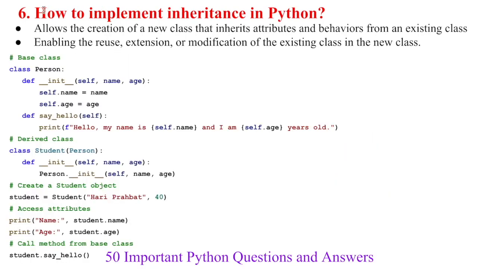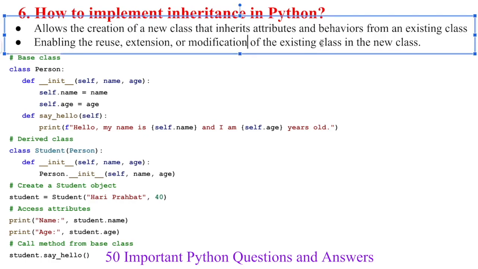The question is how to implement inheritance in the Python programming language. So in Python, we implement inheritance by creating a new class that inherits attributes and methods from an existing class. This allows us to reuse, extend, or modify the behavior of the existing class in the new class.